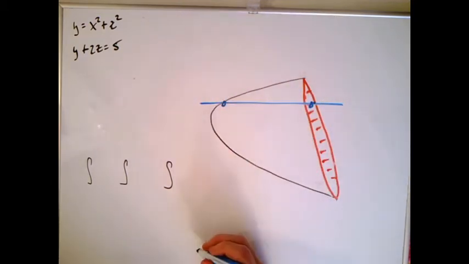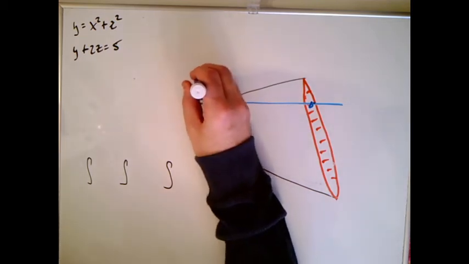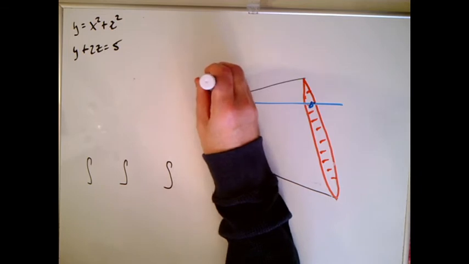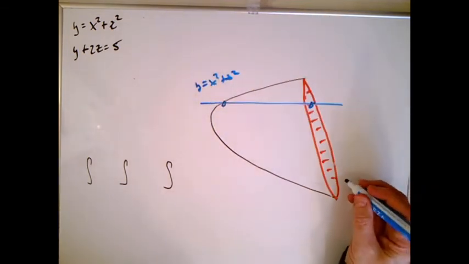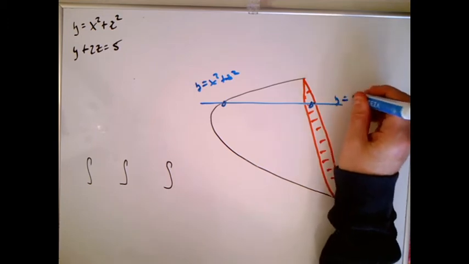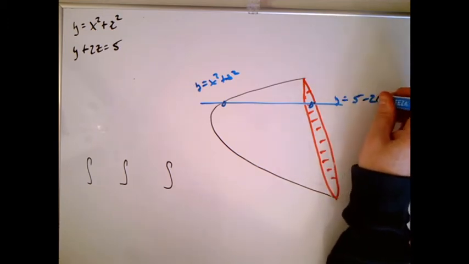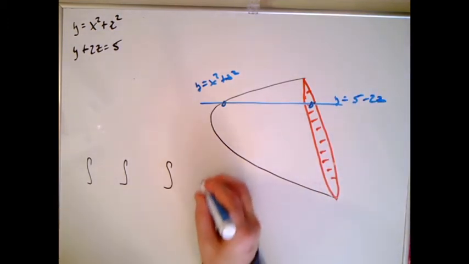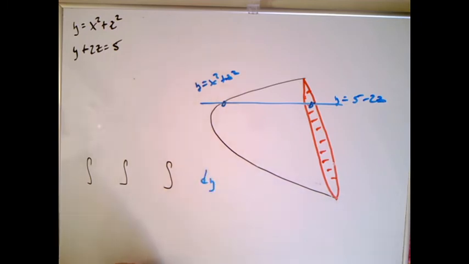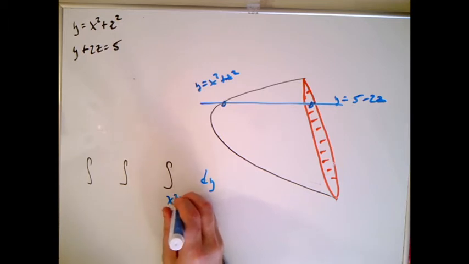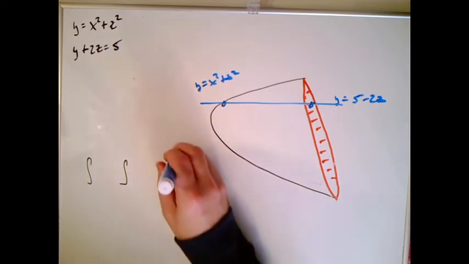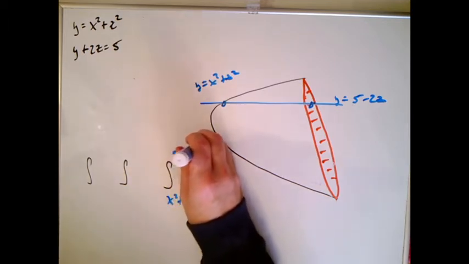I need to know what y is as it enters the region. Well, it enters at the bowl, so that's just y equals x squared plus z squared. It leaves at the plane, and I need to know what y is there. y equals 5 minus 2z. And that's going to give me the limits with respect to y: it enters at x squared plus z squared, and leaves at 5 minus 2z.